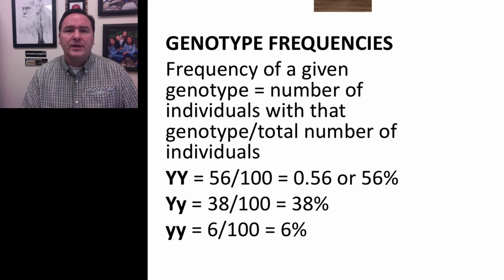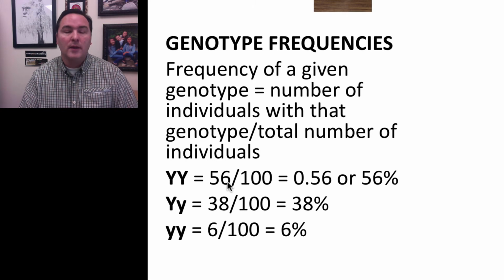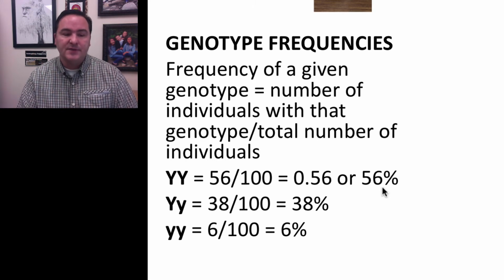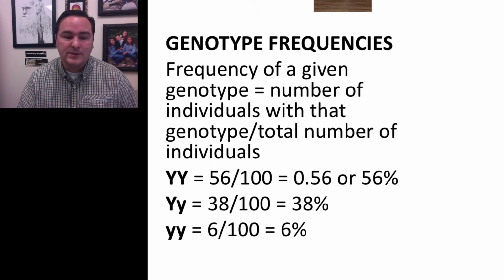These can then be turned into what we call genotypic frequencies, because we can simply look at the number of big Y and divide it by the total number of individuals. So that's 56 divided by 100 equals 56%. The total number of big Y, little y were 38, so that's 38%, and the total number of little y were 6. So I have a 6% genotypic frequency.